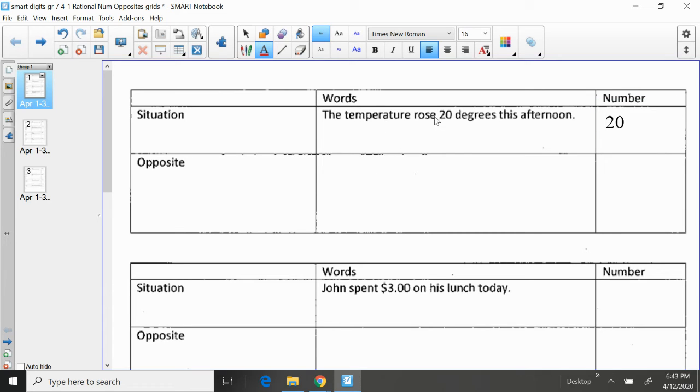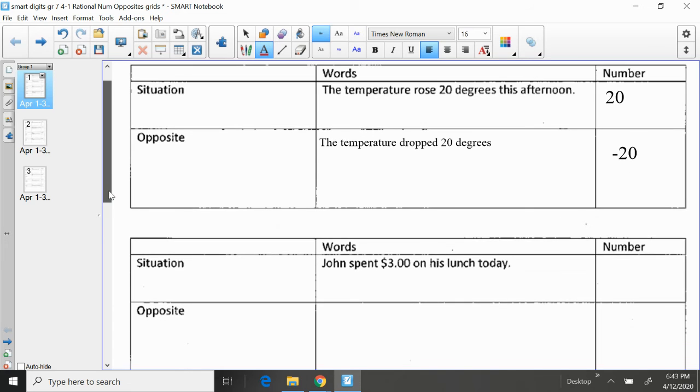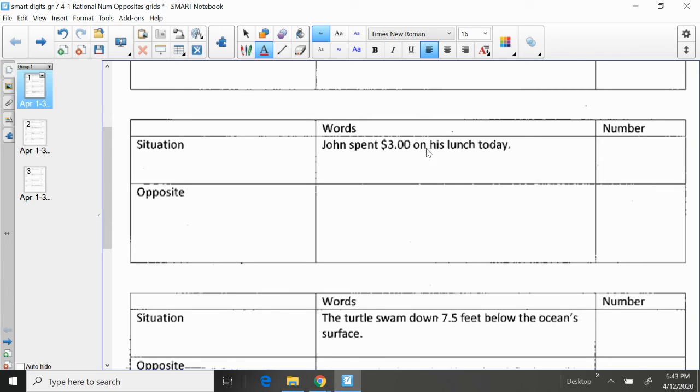So it would be the opposite. If the temperature rose 20 degrees, what's the opposite of that? Wouldn't the opposite be the temperature dropped 20 degrees? And if it dropped, in that case, we would have to put in a negative 20. So a situation and its opposite. The temperature rose 20 degrees. That's 20 positive. The temperature dropped 20 degrees. That's a negative 20. All right, so looking down here, John spent $3 on his lunch today.